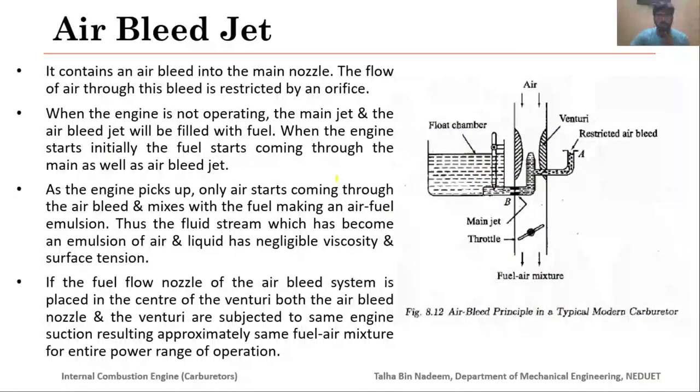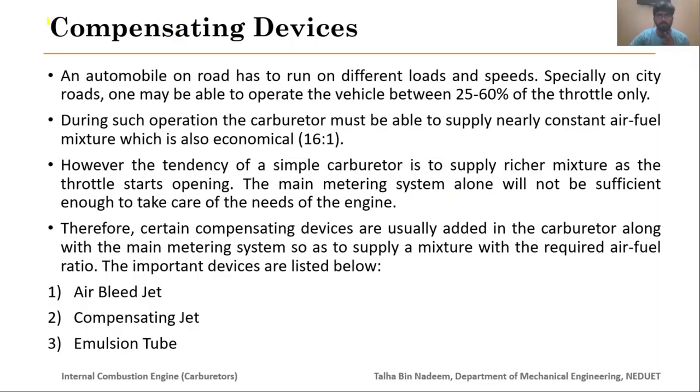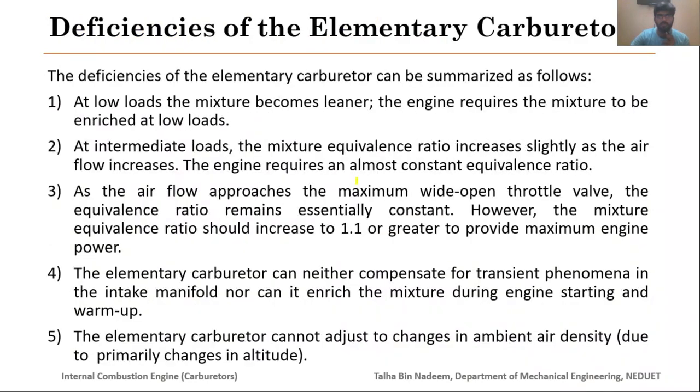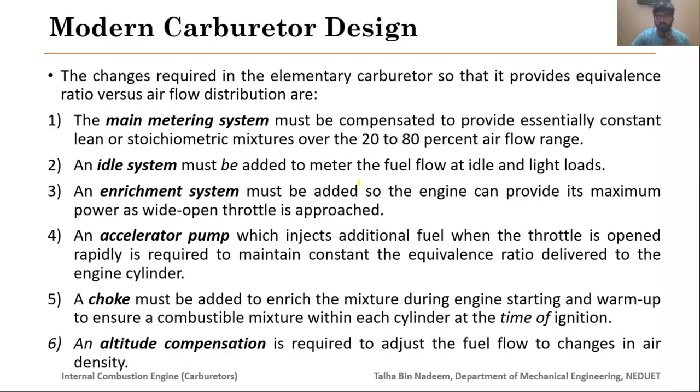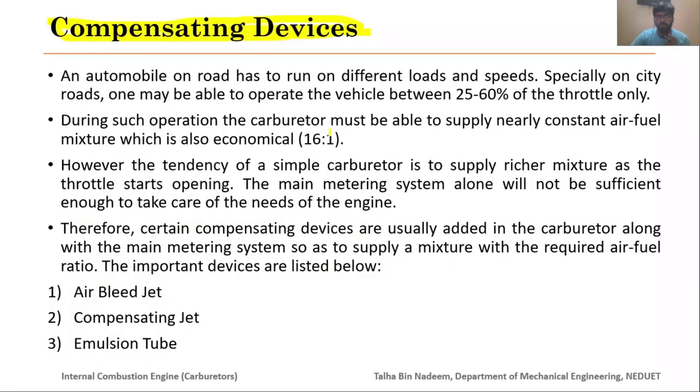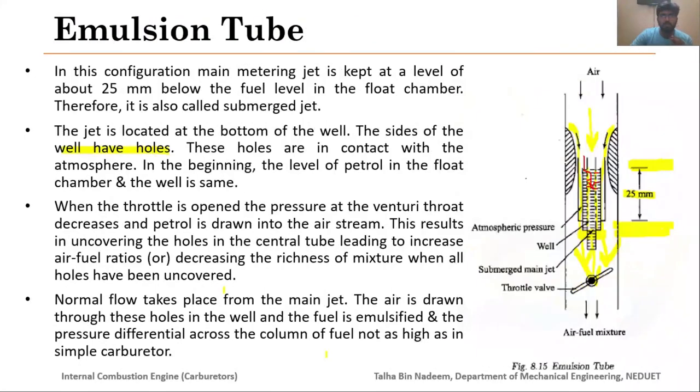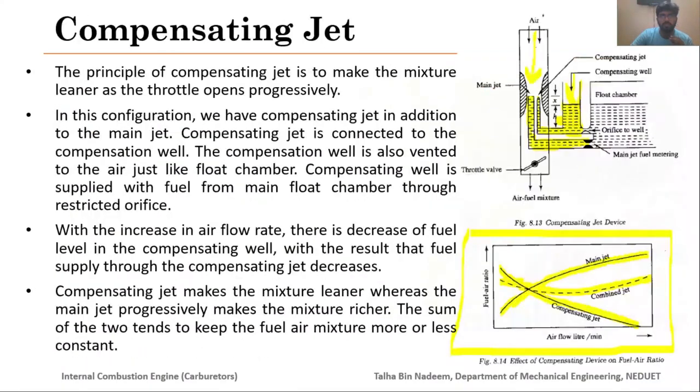So we have studied 3 compensating devices, additional compensating devices which are being incorporated in the modern carburetors. We started our lecture today with some additional equipments which are being incorporated in the modern carburetor, like main metering system, idling system, power enrichment system, accelerator pump, choke valve, and altitude compensation. We discussed these diagrams, and then we started off with some additional compensating devices which are being incorporated in the modern carburetors, and we discussed the air bleed systems, compensating jet, and the emulsion tube as well. So we will end the accessories topic here.